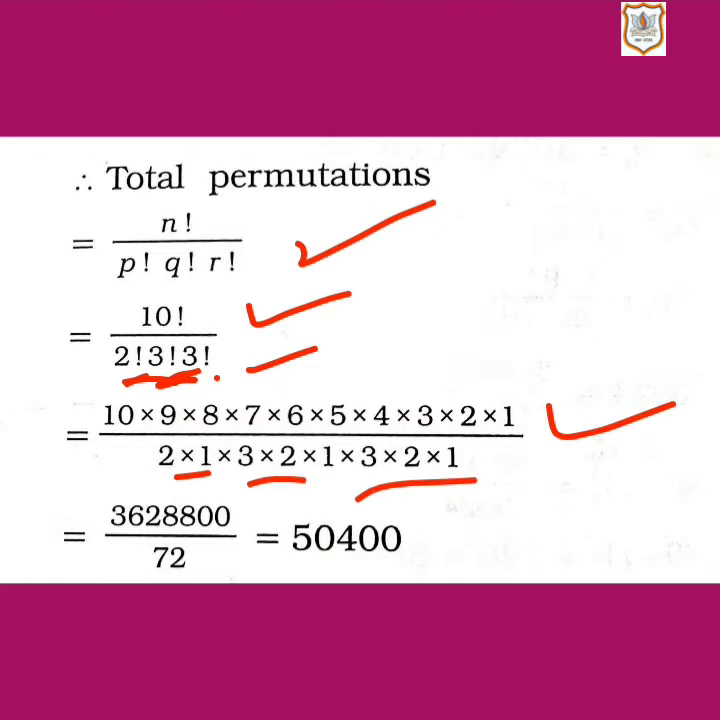Now if you multiply all this, the value is 36 lakhs 28,800 divided by 72. So that becomes 50,400. So the word statistics can be arranged in 50,400 ways. Let's solve the next word, that is bookkeeper.